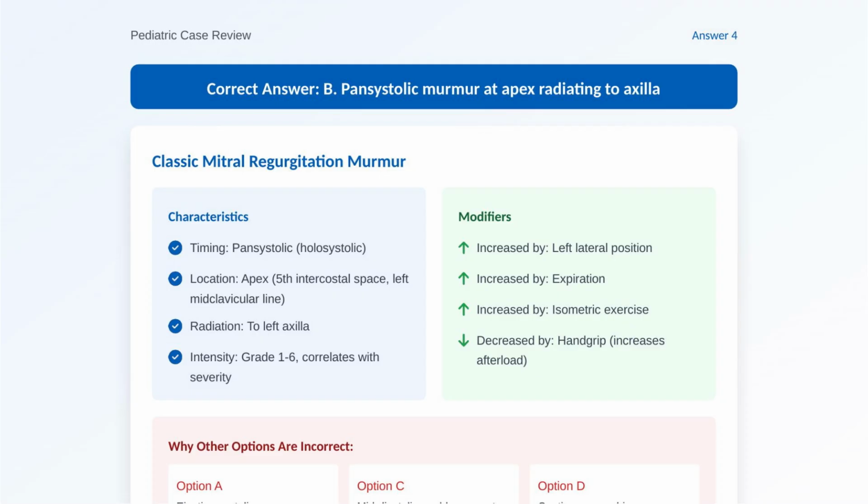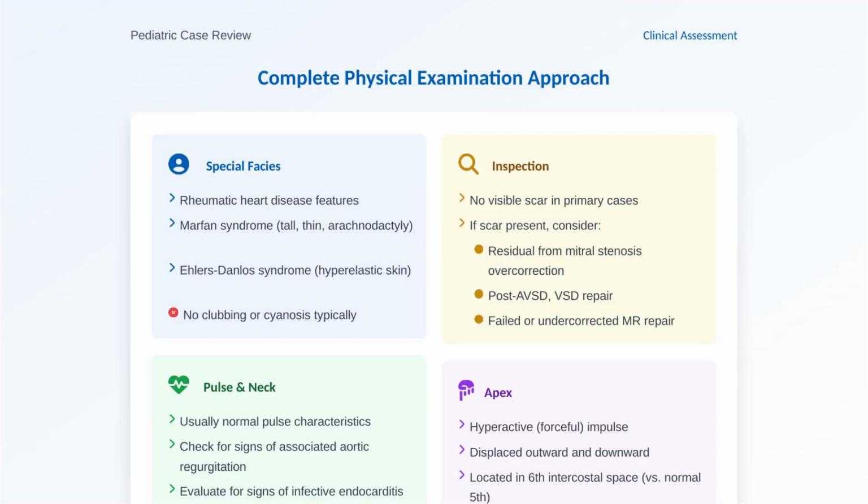Option D describes a continuous machinery murmur, which is pathognomonic for patent ductus arteriosus. Recognizing these distinctive auscultatory features is essential for the clinical diagnosis of mitral regurgitation in pediatric patients. This table provides a comprehensive approach to the physical examination of pediatric patients with suspected mitral regurgitation.